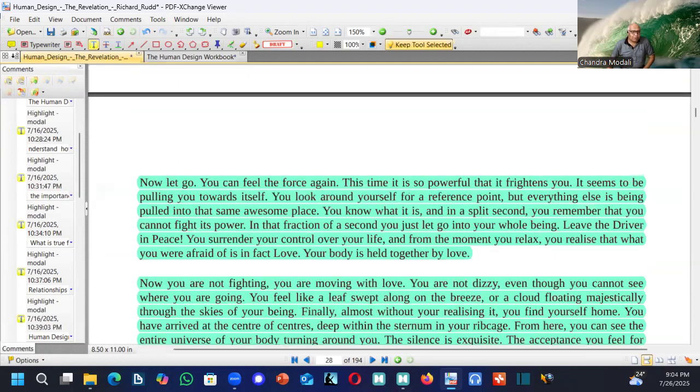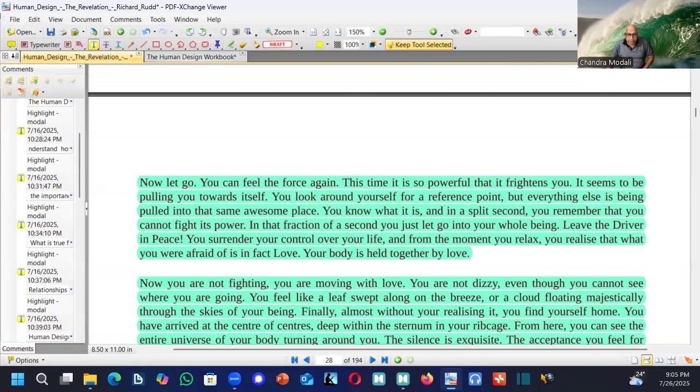Now let go. You can feel the force again. This time it is so powerful that it frightens you. It seems to be pulling you towards itself. You look around yourself for a reference point, but everything else is being pulled into that same awesome place. You know what it is. And in a split second, you remember that you cannot fight its power. In that fraction of a second, you just let go into your whole being.